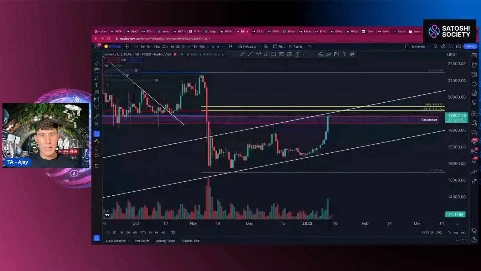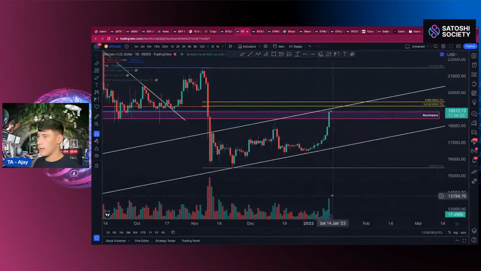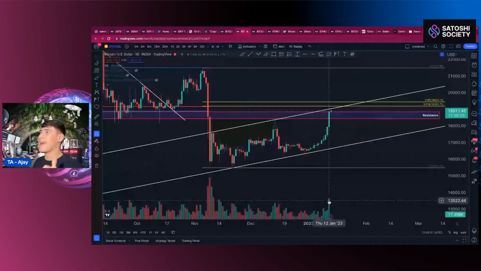So bringing up the Bitcoin charts, we're looking at the daily chart right here. Now, we have had a nice push towards the upside. Okay, we also have had a nice spike in volume. Okay, this is very bullish. However, we are coming into lots of resistance up here.